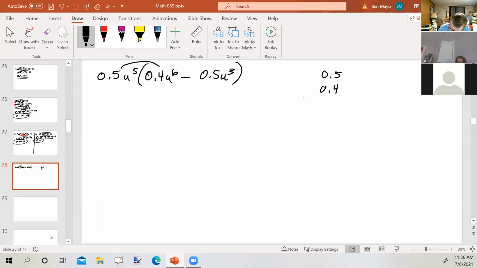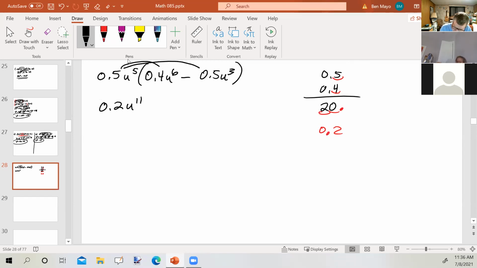0.5 times 0.4. Do you remember when you're multiplying decimals what the rule is? So you multiply just like normal. Let's see, 5 times 4 is 20. So our initial decimal point's right here, but we're going to move it over 1, 2, so 0.2. We move it over the total number of places that there are digits to the right of the decimal point, okay? So this becomes 0.2 u to the 11th power.